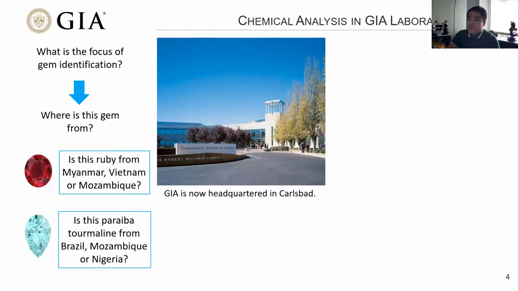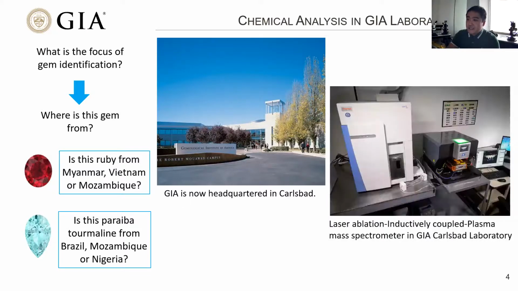This photo is the headquarters of GIA in Carlsbad. The gem identification laboratory where I work is located on this campus. This is a laser ablation inductively coupled plasma mass spectrometer in Carlsbad Laboratory. The Carlsbad campus of GIA is a very beautiful place. If you are interested in gemology, you can sign up for gemstone identification courses in the school to learn more fundamental and practical gemological knowledge.